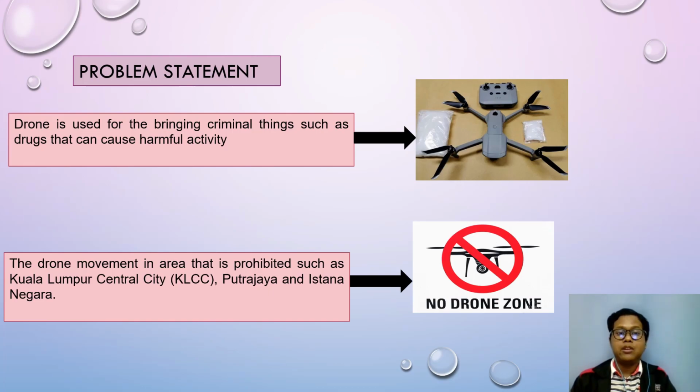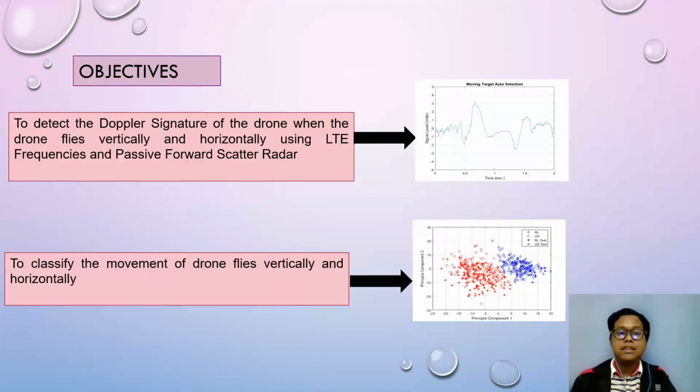And as for the objective, first is to detect the Doppler signature of the drone when the drone flies vertically and horizontally using LTE frequency and passive forward scattered radar. Second is to classify the movement of the drone flying vertically and horizontally.